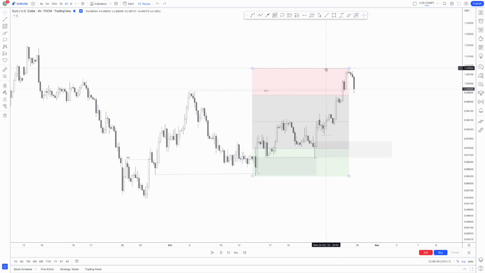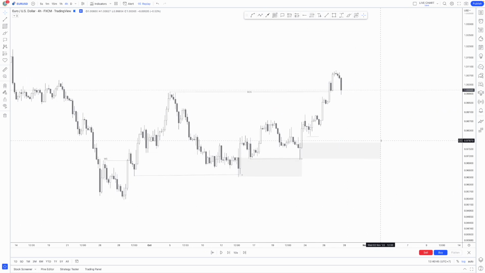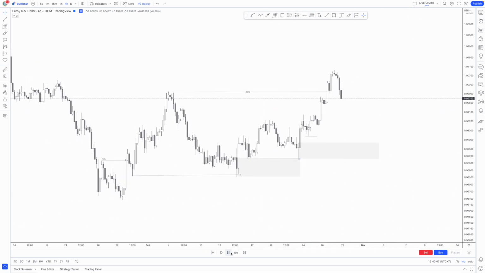So that's how we could find strong POIs. And then we have our alert set on the POI.